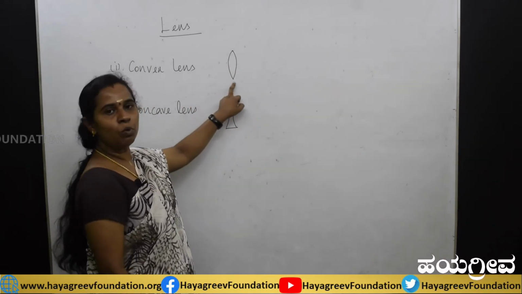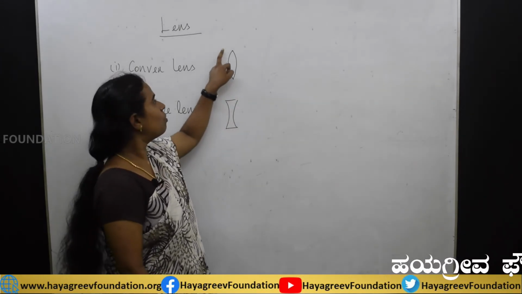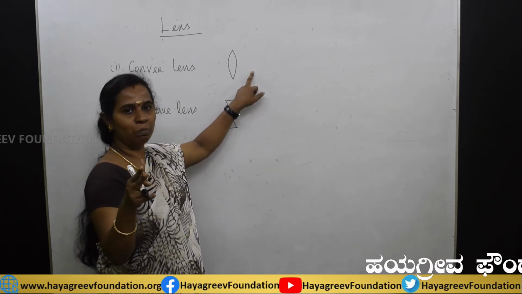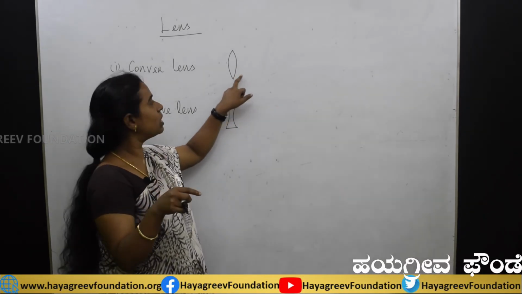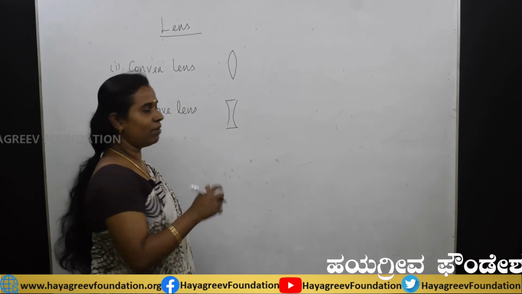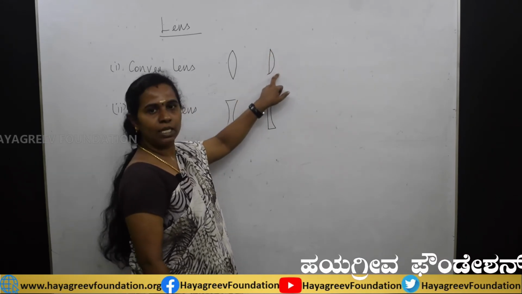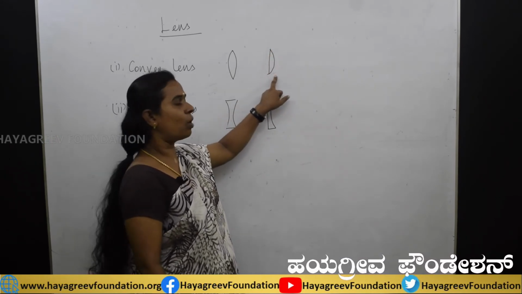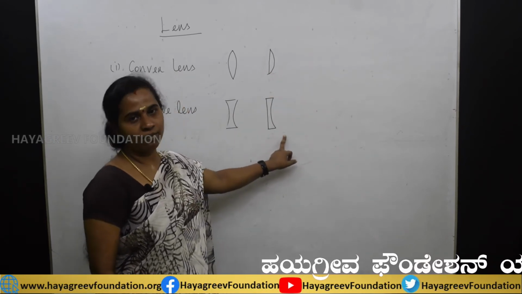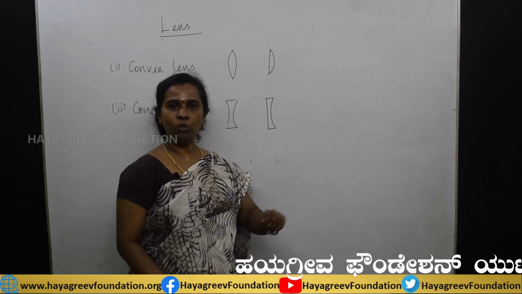One more name is biconvex lens. Why do we say biconvex lens? Both sides are curved. Two sides curved means 'bi' means two. So both sides are curved, and this is called a biconvex lens. This is called a biconcave lens. Here one side is plain and one side is bulged. This is called a plano-convex lens. In the same way, this is called a plano-concave lens. So different types of concave or convex lenses are also used.